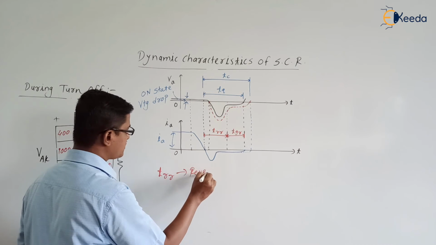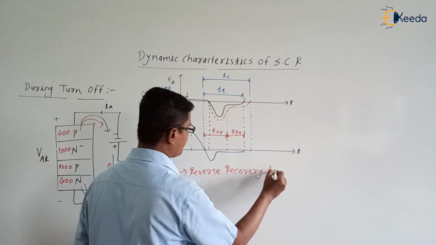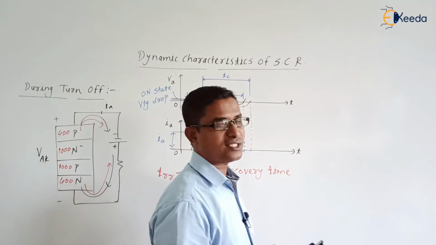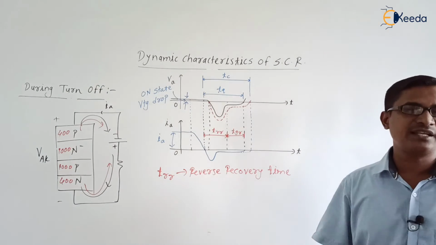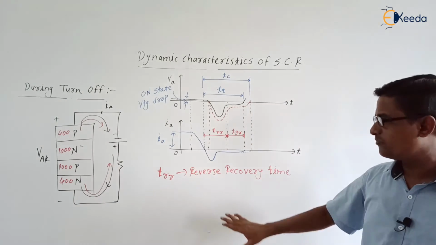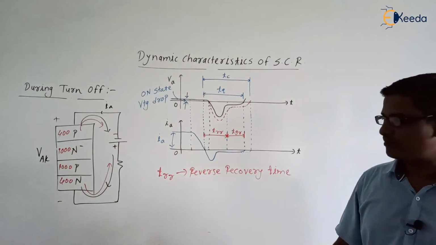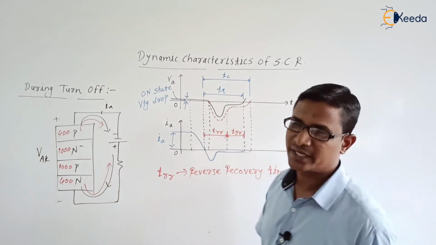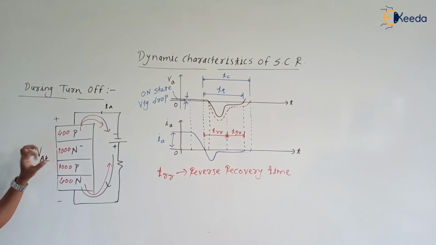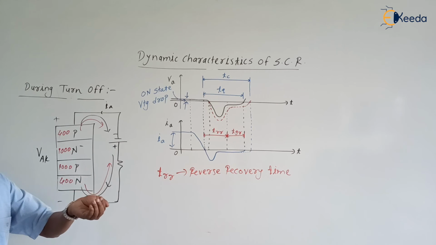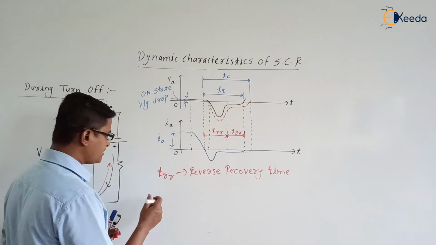TRR means reverse recovery time. What is the reverse recovery time? It is the time required for removal of added charge carriers from the outer two layers of the SCR by maintaining the reverse voltage across the SCR. Next, after removal of added charge carriers from the outer two layers, the added charge carriers from the inner two layers will get neutralized by recombination. This indicates TGR. TGR is the gate recovery time.